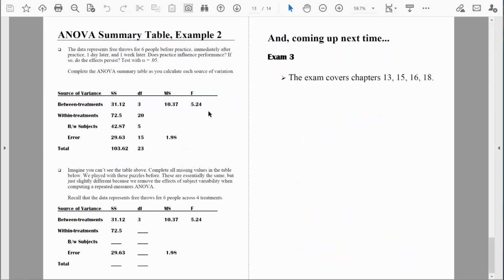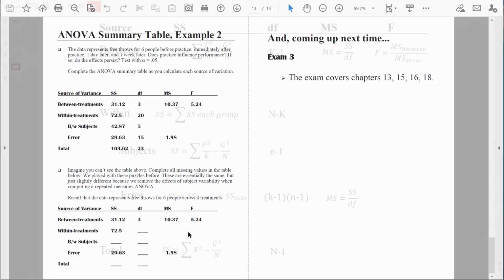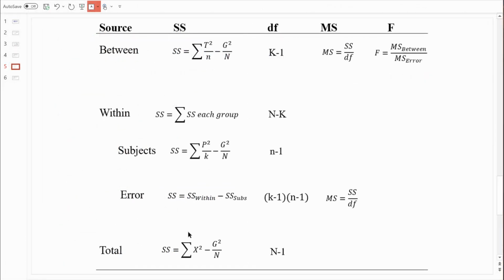In our last video, we completed a second example of a repeated measures analysis of variance, and we filled out this summary table right here. What I want you to do right now is imagine that you can't see that completed table. Let's focus on this table right here and try to figure out how we would fill in all of those empty cells. It might help you to grab a formula sheet, because if you have a formula sheet in front of you, it's a little bit easier to remember how each of these cells interacts with the others.